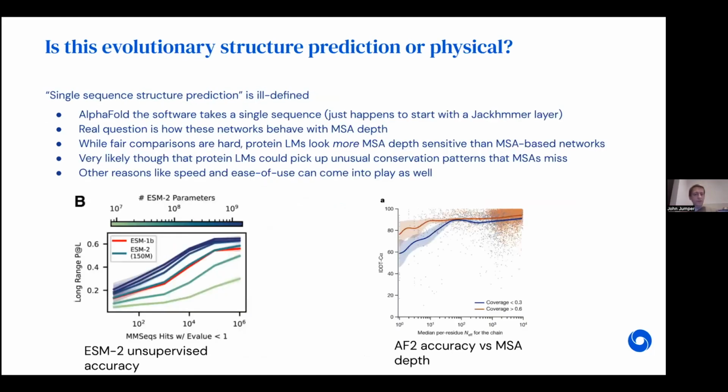But I think it also leads to an interesting question. I think there's been, at least I may be coming down on what is still a debate: is this evolutionary structure prediction or not? We talk about these often as single sequence networks, which I think is not a meaningful term. At least when we think about systems, we all build single sequence systems, right? You put a single sequence into AlphaFold. If you wanted to call it a neural network, then our first layer is called jackhmmer. And that we should take seriously.